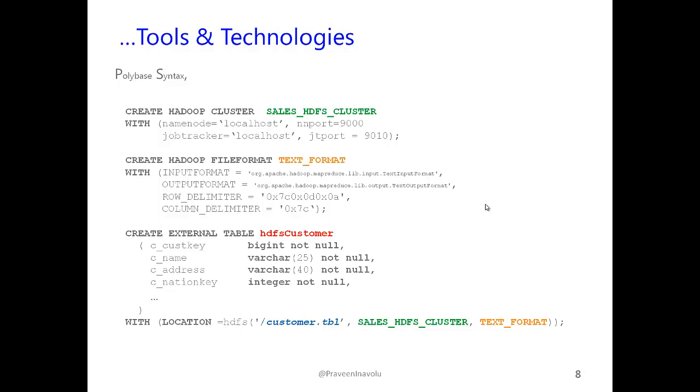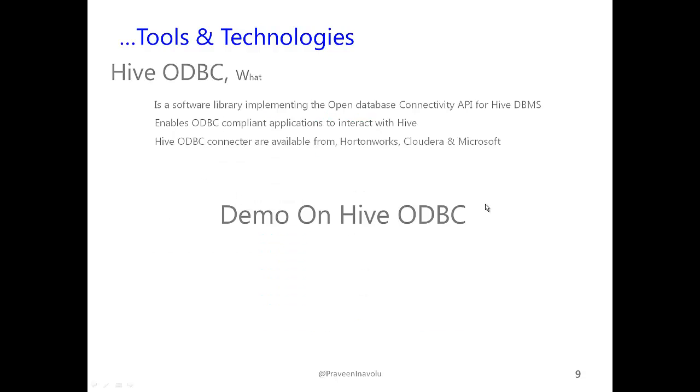So let's jump on to the next slide. This is the Hive ODBC connectivity way of accessing the Hadoop-based file system. With this, we can connect any regular or legacy applications which support ODBC to interact with the Hive database. From a software perspective, there are multiple commercial vendors releasing ODBC drivers.